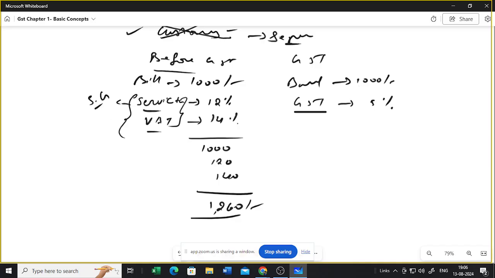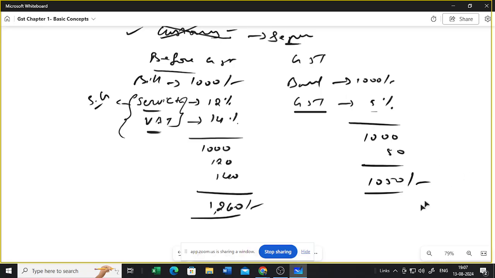Here, the service tax rate would be different from state to state. The VAT rate would be different from state to state. But in the GST, wherever you go in India for a restaurant, you will have only 5% as tax. So for the restaurant, we have only 5% tax. Now, what will be the amount? 1000 rupees will be the restaurant bill. On this, 5% means 50 rupees. That's it. So if you pay 1050, that's enough. So our tax burden has been reduced after the coming of the GST.